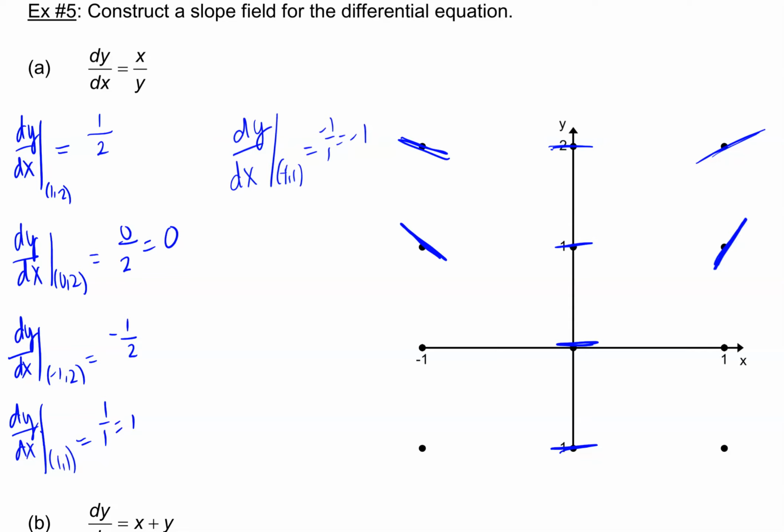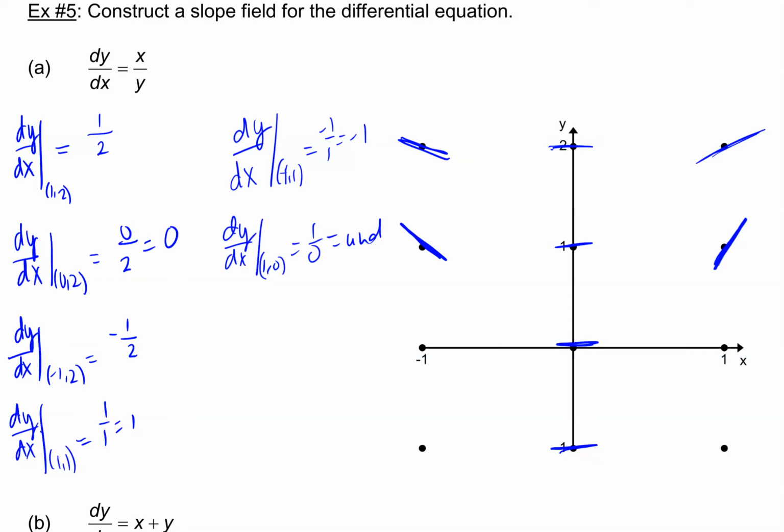What about when y equals 0? So let's do 1, 0, right? At 1, 0, you get 1 over 0. Well, that's undefined, so you literally don't draw anything. So we're done with that x-axis row, and now I just need to go to the bottom.